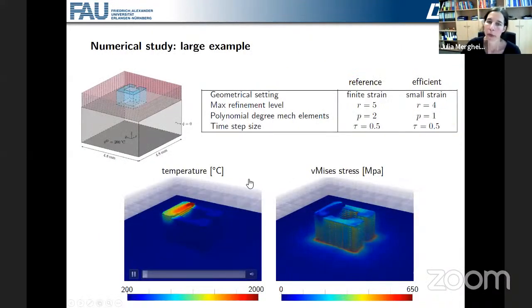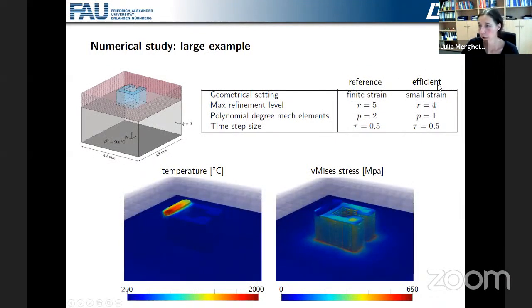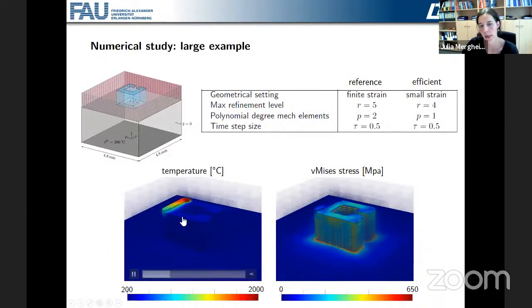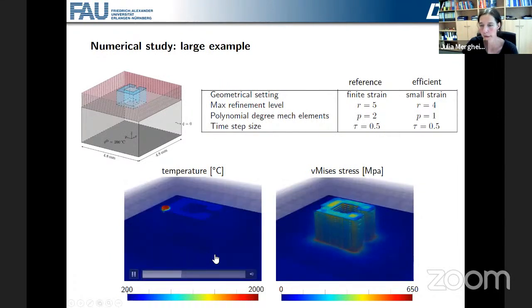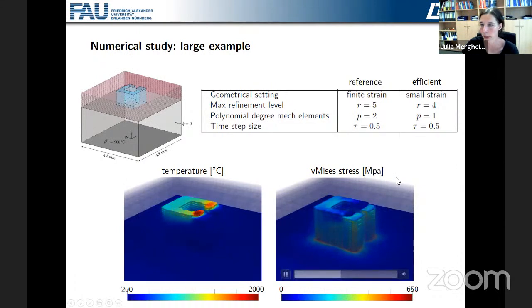So that brings me to the large example. Here, as I said, we compare the reference solution and the more efficient solution, which was identified by means of the small example before. So that is the geometry, how it looks like. Here at the bottom, we see how the temperature and the Van Mises stresses evolve during the process, and also the scanning direction, the scan path, how that looks like.